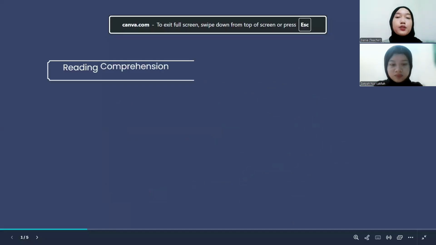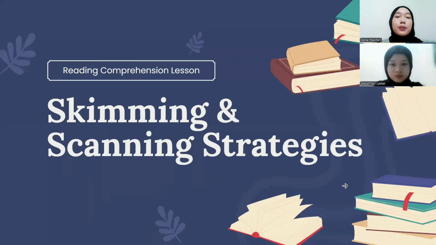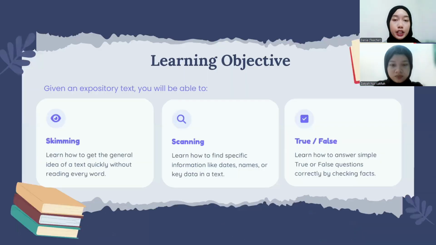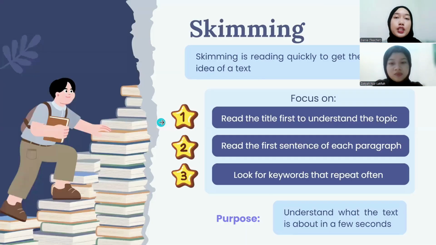Students, by the end of this lesson, you will be able to identify the general idea using the skimming strategy, find specific information using the scanning strategy, and apply both strategies to answer questions in reading comprehension in English text accurately. Okay, let's begin with the first strategy, which is skimming.